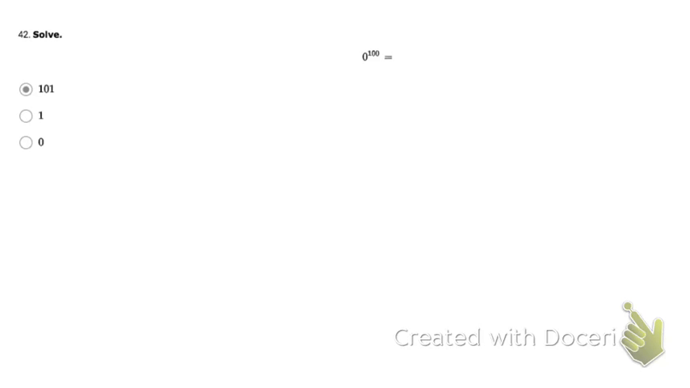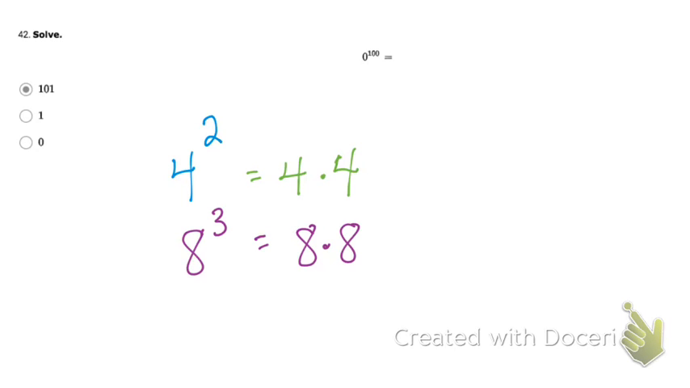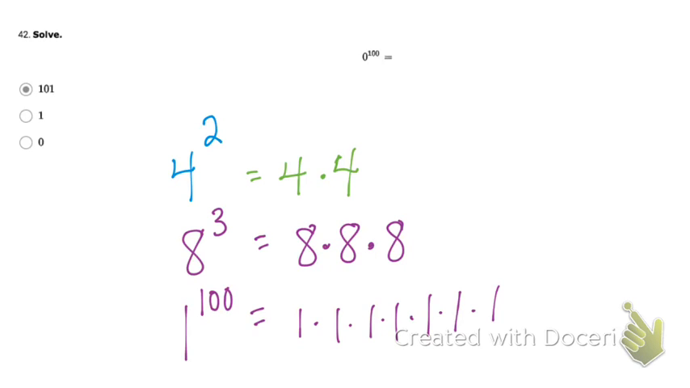With exponents, which I just kind of got to there, if you had 4 to the second power, that is saying 4 is multiplied by itself 2 times. If I had 8 to the third power, that's saying 8 is being multiplied by itself 3 times. If I had 1 to the 100th power, that's saying 1 is being multiplied by itself 100 times.